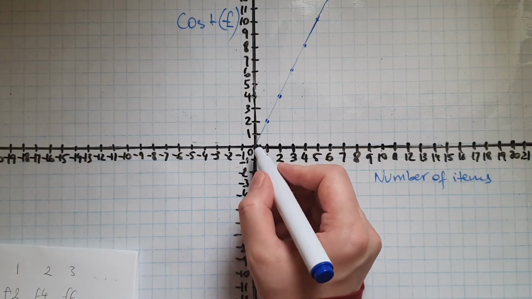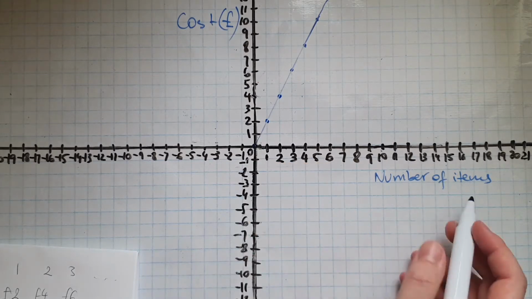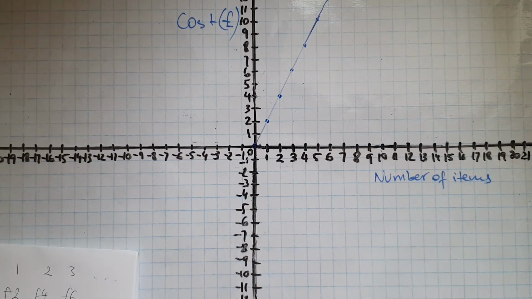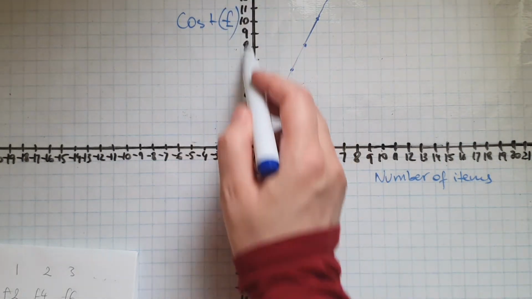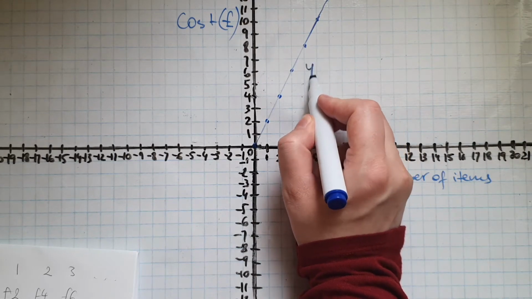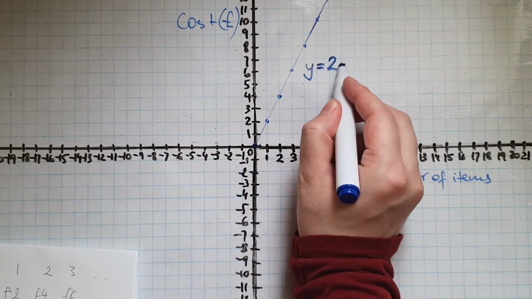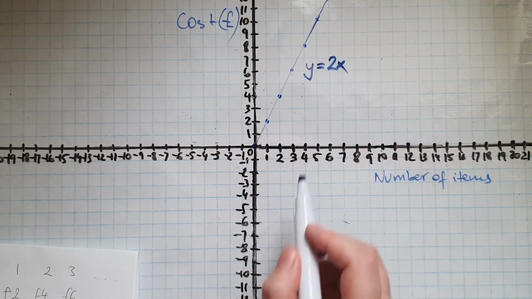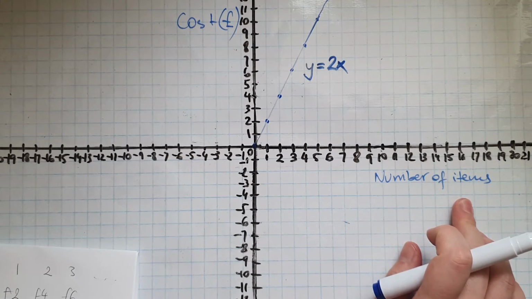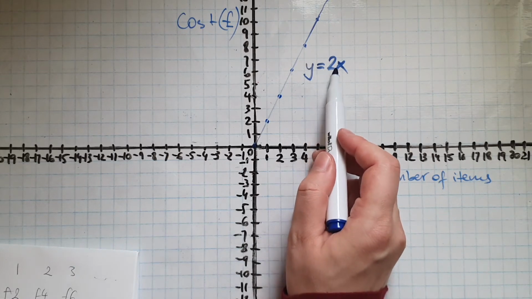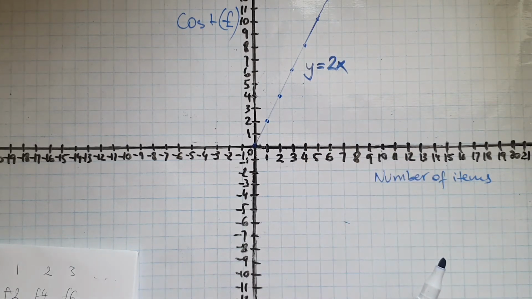As you can see, it goes to the origin, because if you purchase no items, you're going to pay no money, £0. This is an example of a straight line graph. As you can see, it's a straight line. So we can say this is y, the cost, is equal to 2 times x, 2 times the number of items. So that means, again, £2 per each item.